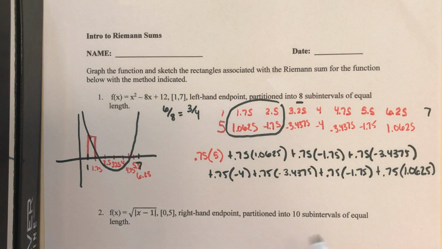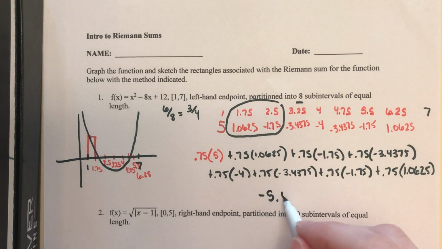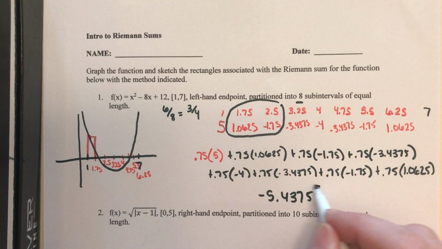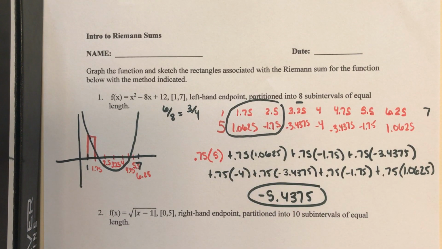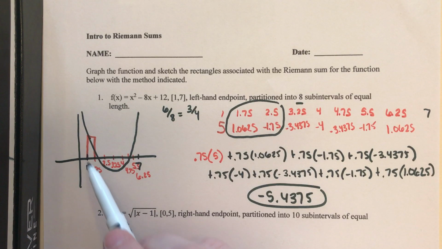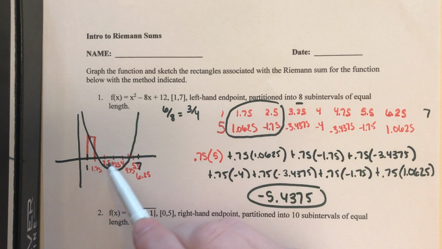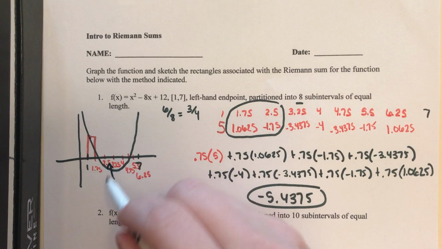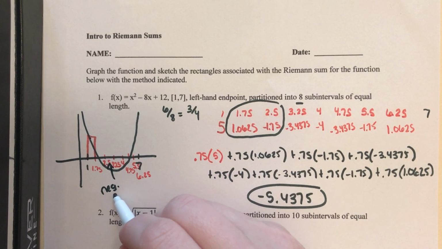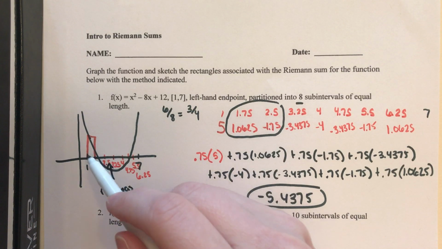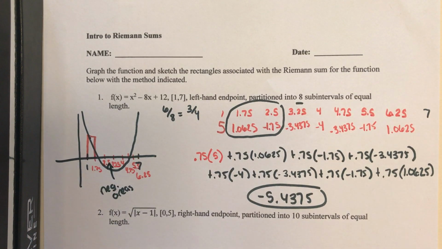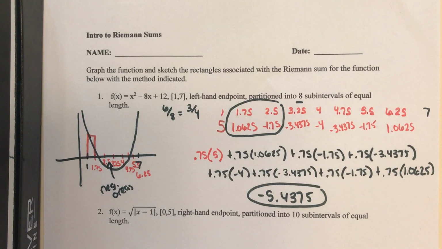So overall, that gives me negative 5.4375. So that's estimating the approximate area of this shape. Now, why we got a negative number is because part of this area is below the x-axis. Those are going to be negative areas. Anything above is going to be a positive area.